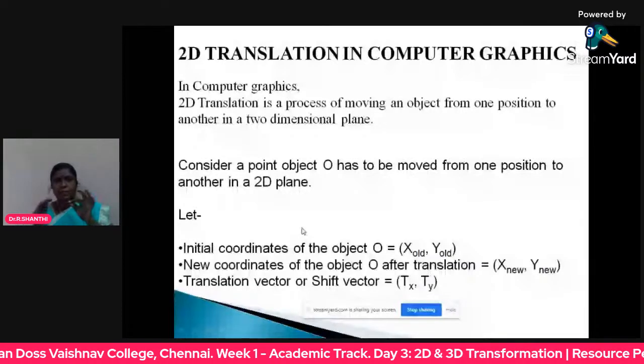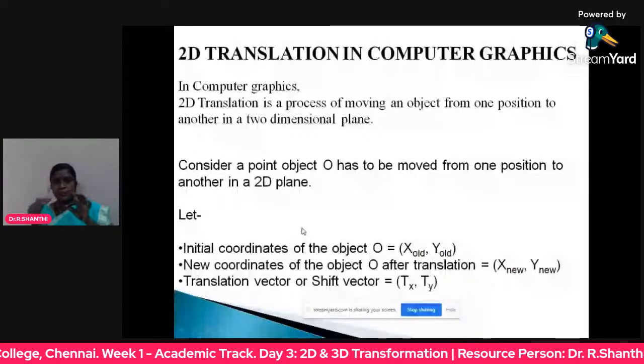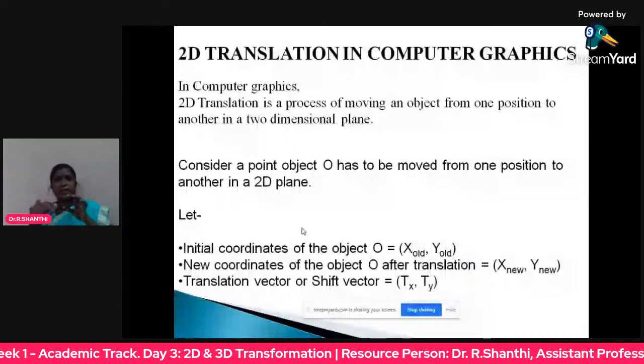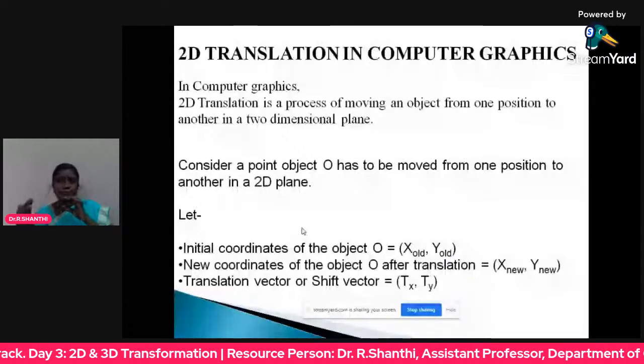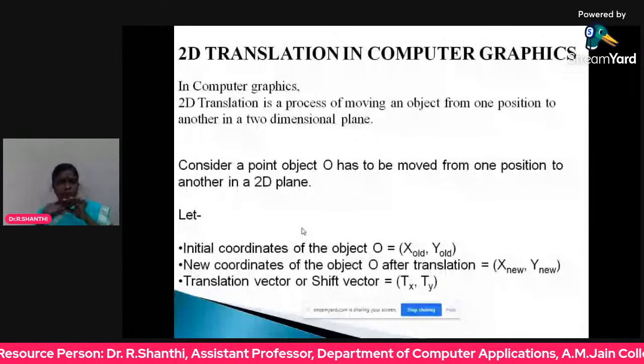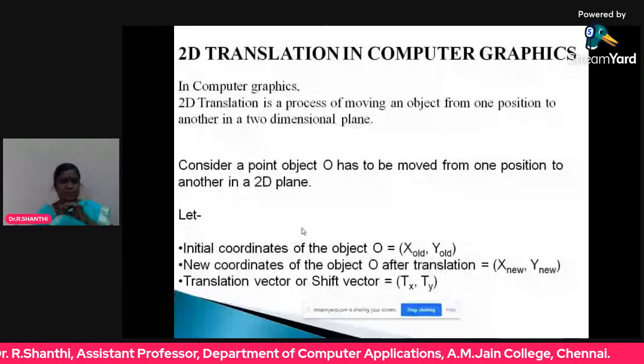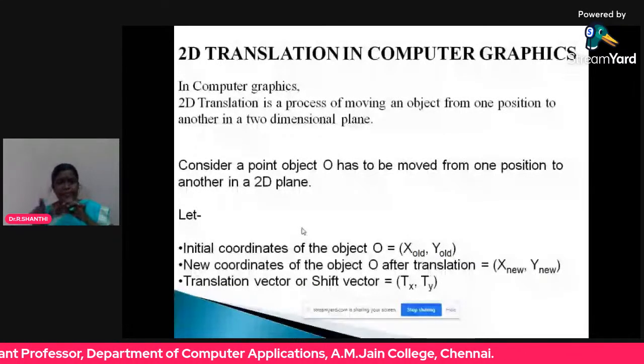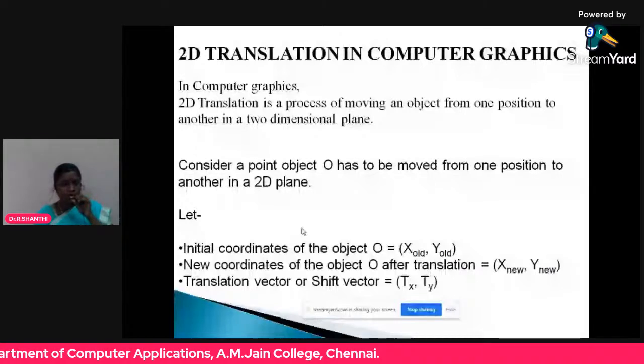You just guess. Suppose one boy is sitting in the front bench, and I move that boy to the fifth bench. What is the distance? 1 plus 4, so 5. He was in the first bench, and now he has been moved to the fifth. So what is the distance? That distance here you call a translation vector.